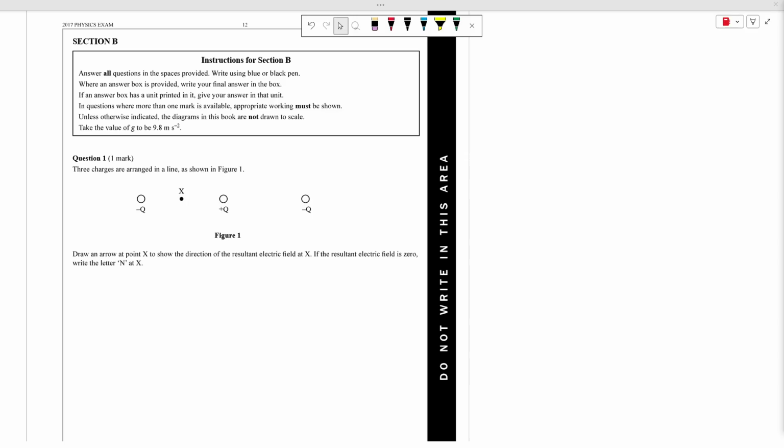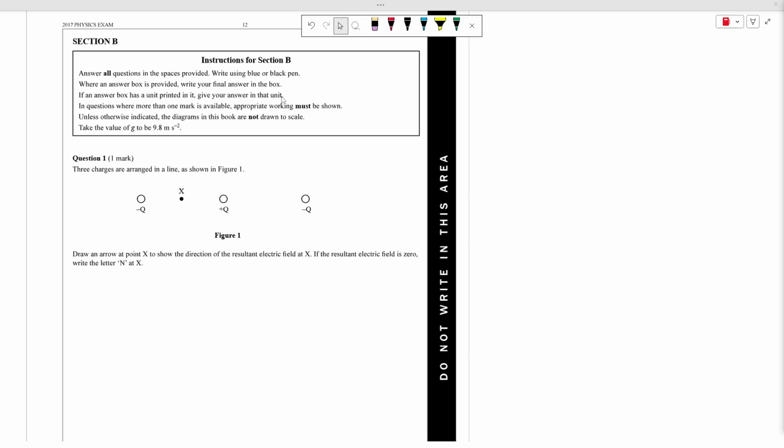Okay, so we're going to do section B now. Just make sure you read the instructions. Answer all questions in the spaces provided. Use blue or black pen. Don't use red pen. Where an answer box is provided, write your final answer in the box. If an answer box has a unit printed in it, give your answer in that unit.